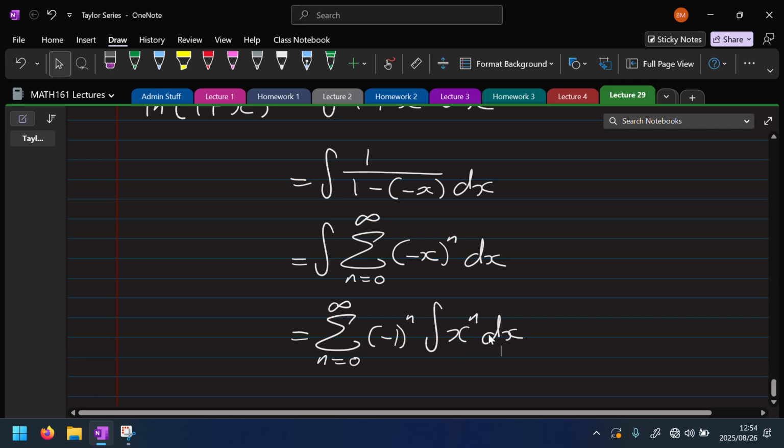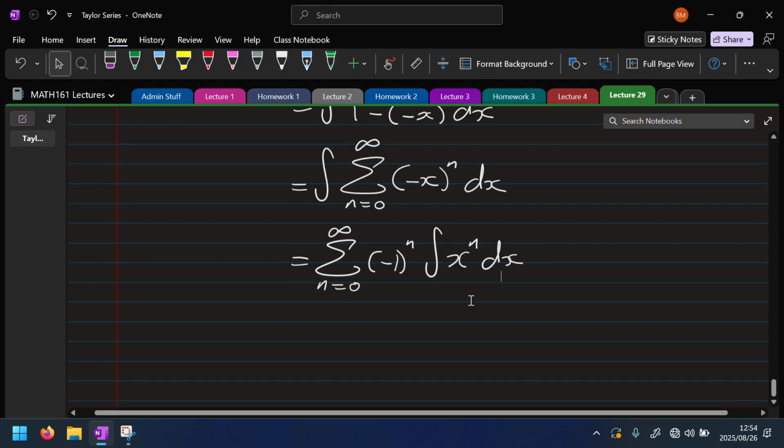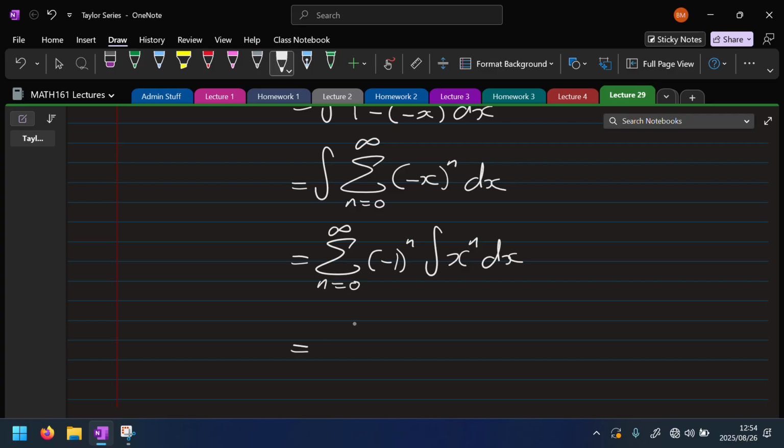Now this integral over here is very easy. You just add 1 to the exponent and divide. So finally, we get the sum, n goes from 0 to infinity, minus 1 to the n, divided by the new exponent, so n plus 1, x to the n plus 1. And that's it.